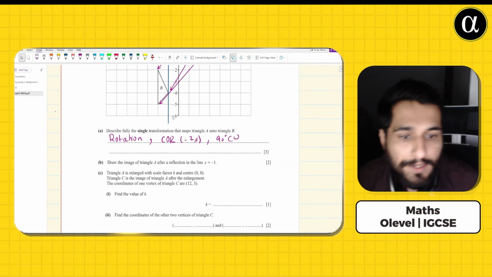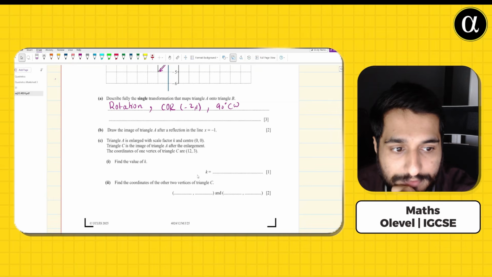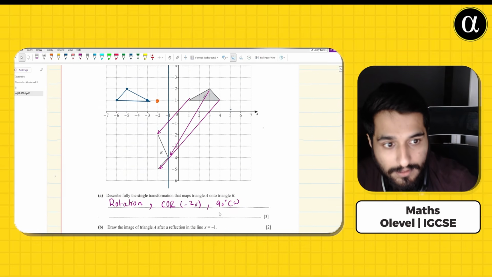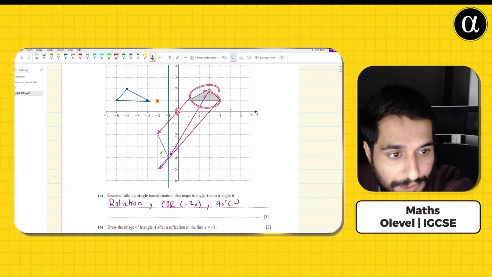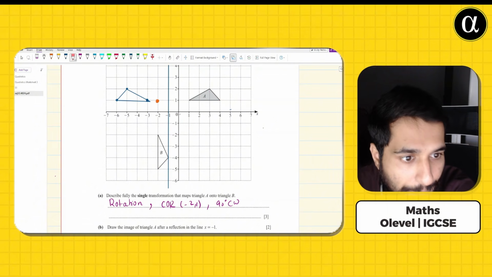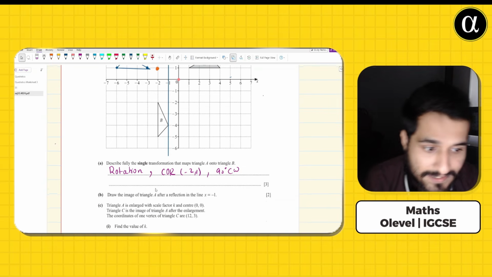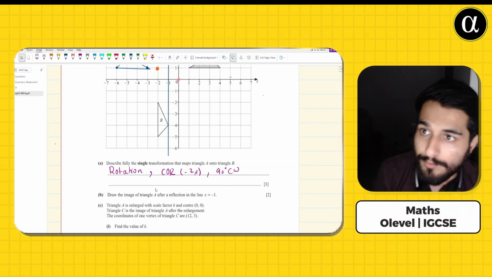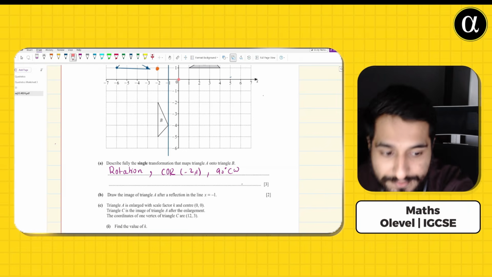Now, the next part says triangle A is enlarged with a scale factor of k and center 0, 0. Another triangle is formed once we enlarge object A from the center of enlargement being 0 and 0. Let me erase all of this, right? So we need to enlarge triangle A from this center, and then it further says that triangle C is the image of the triangle. So the new triangle that is formed is known as triangle C right now, and one of the vertex is 12.